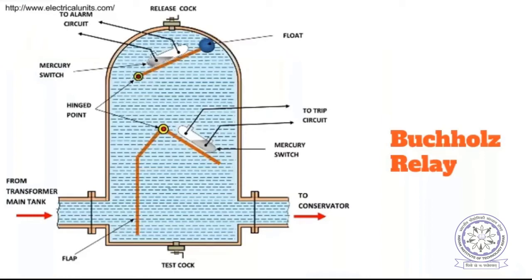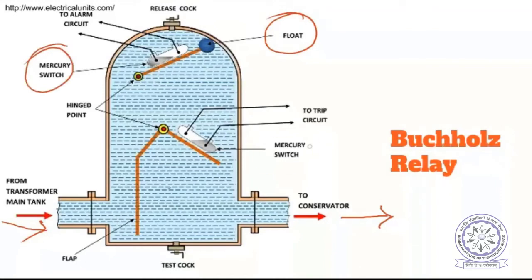You can see there is one float here, and then there is a mercury switch. So this is from the transformer main tank, and this is going to the conservator. In between the conservator and the main tank, this Buchholz relay is kept. You can see two mercury switches here. This is the first mercury switch and this is the second mercury switch. Here you can see there is a level of mercury in these tubes.